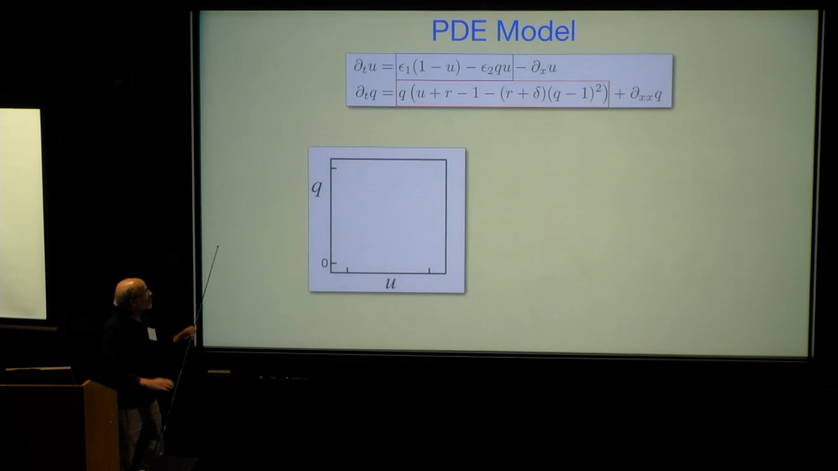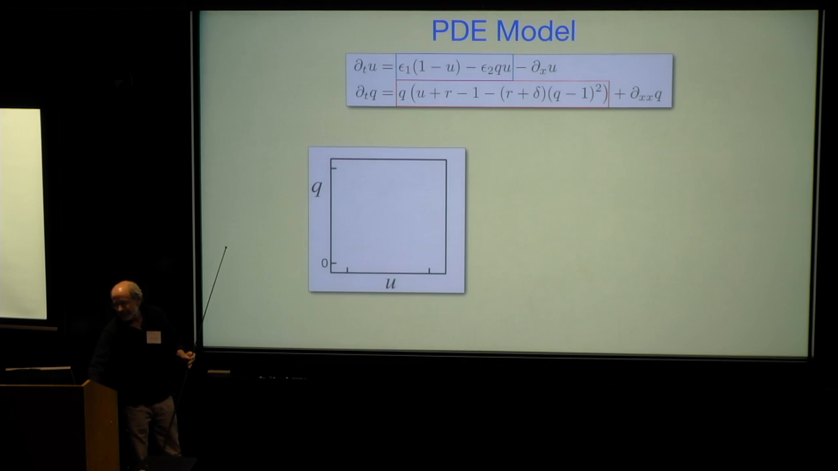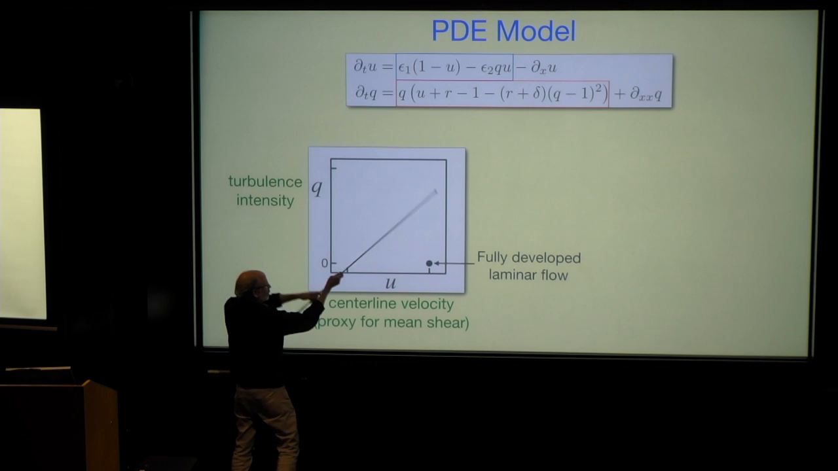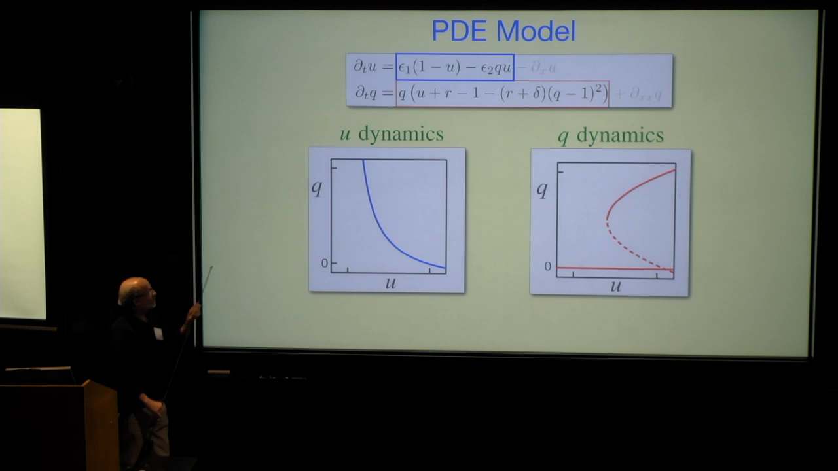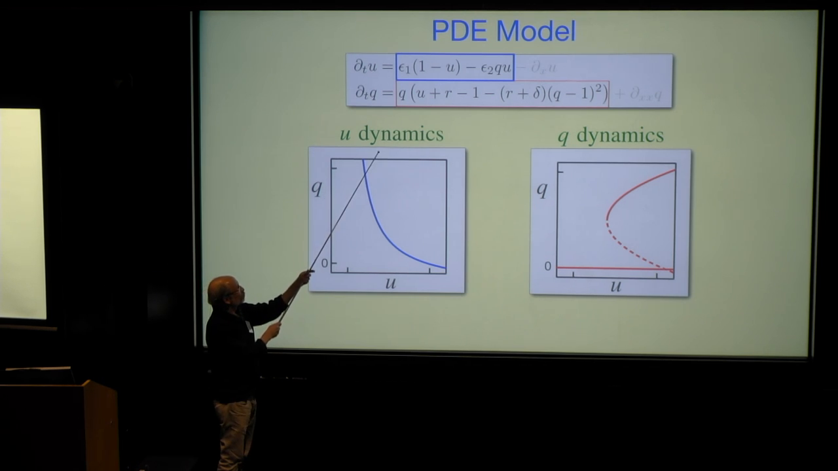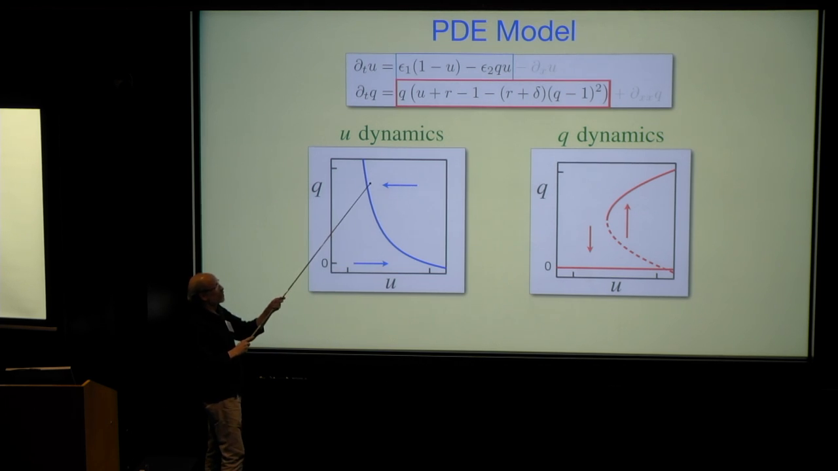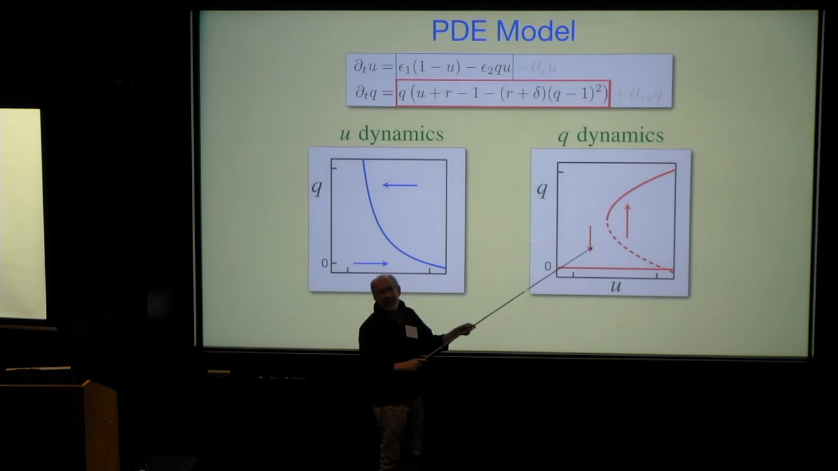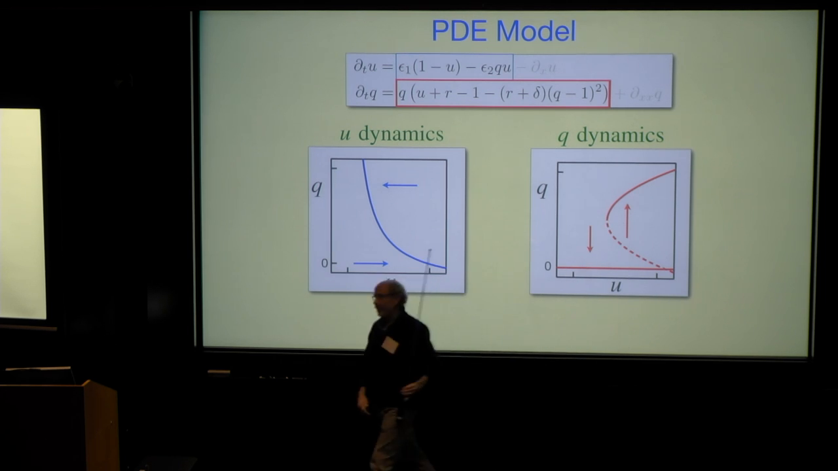So here's a model. Now I have two variables, turbulent intensity and the state of the shear profile. You can think of the centerline velocity as a good proxy for that. To orient you, this is fully developed laminar flow. The turbulent intensity is zero, and the laminar profile is as large as it's going to get. I have two kinds of dynamics. I have the dynamics of the shear profile: when turbulence is large, the shear profile blunts, and when turbulence is non-existent, you recover to the laminar state. And the turbulence is just the dynamics I gave you before, two stable fixed points with an unstable one in between, now depending on the state of the mean shear.